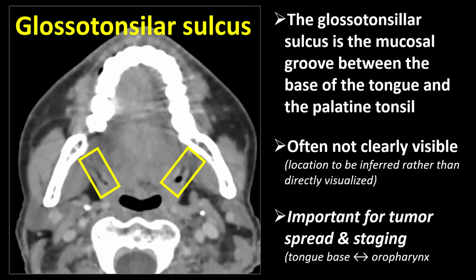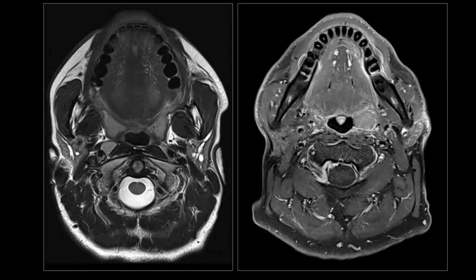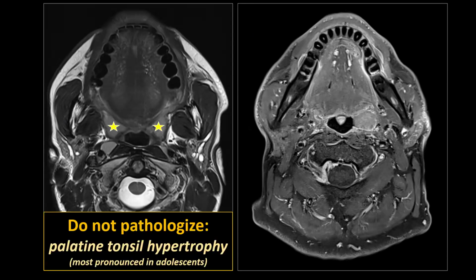And even though we can't see it in normal situations, when you see a large tumor involving both the tongue base and the oropharynx, you know that this tumor has to have spread from either tongue base to oropharynx or the other way around by way of the glossotonsillar sulcus. And when it comes to entities, I believe you should know, without going into detail, because this is about anatomy, not pathology, that you should not pathologize palatine tonsils that are enlarged as part of normal physiological hyperplasia, as we can often see in children and even adolescents, but which generally disappear with increasing age.